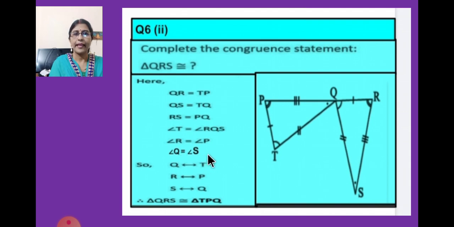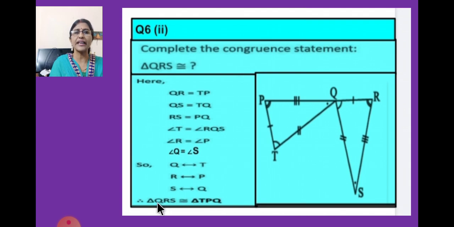And now we will see the vertex. Now you can see here this point Q is common to both the triangles. This triangle also has this point Q. So first we'll write Q. Q is corresponding to T. Then R, we'll take the next one. R corresponds to P. And S also corresponds to Q. You can see here they are the corresponding vertices.